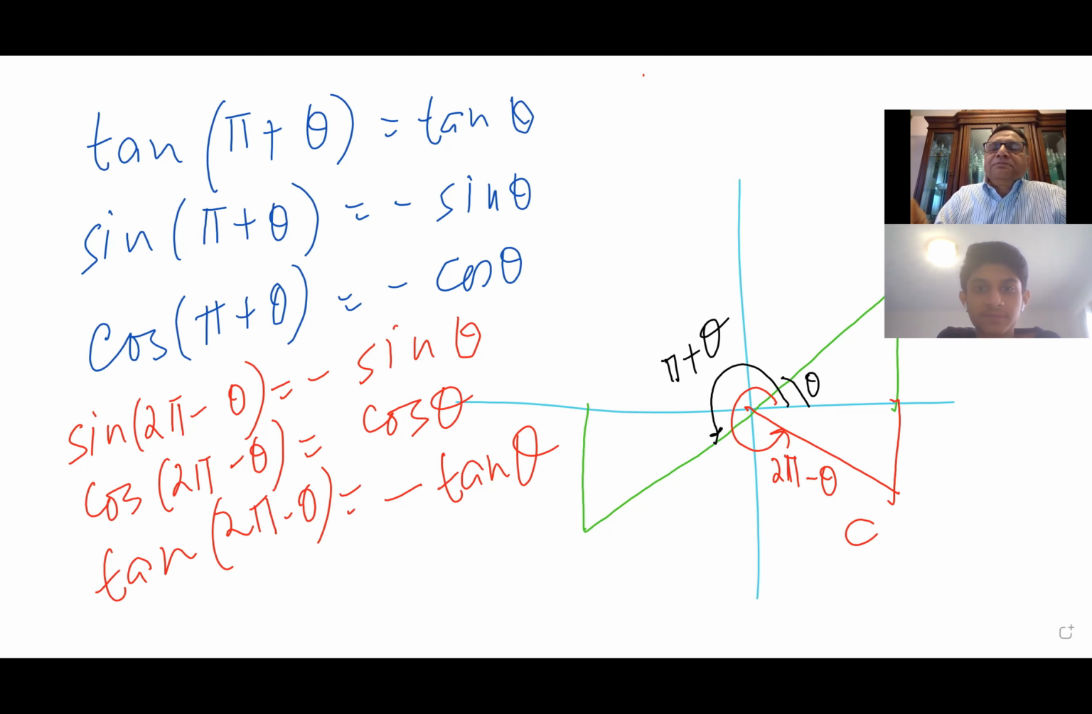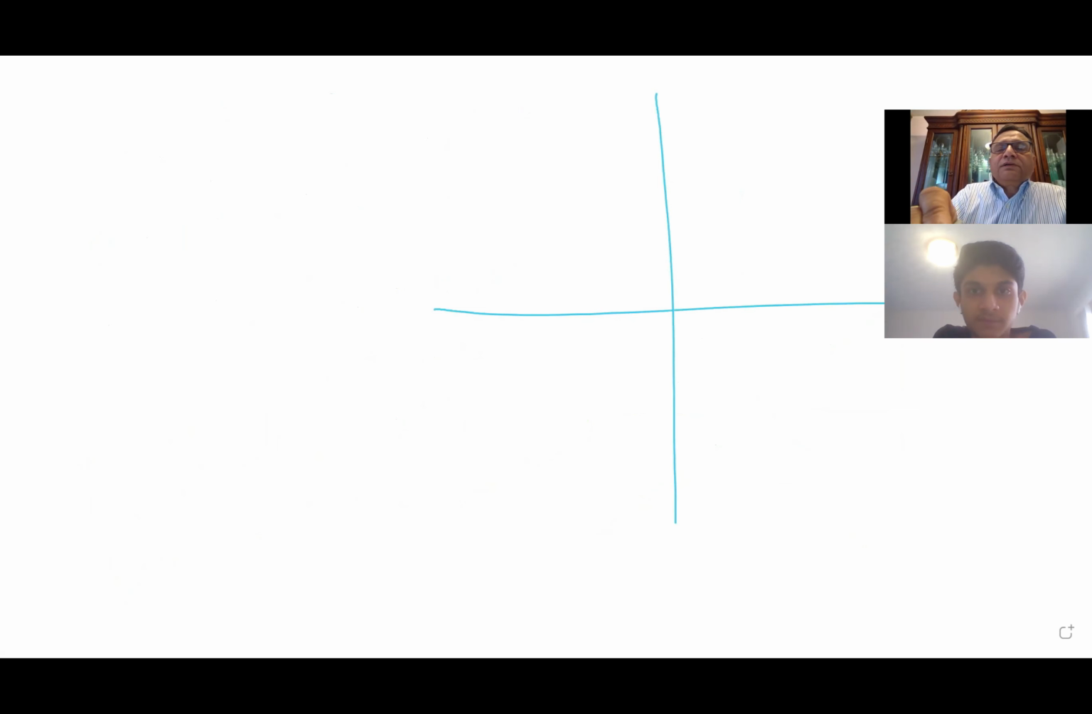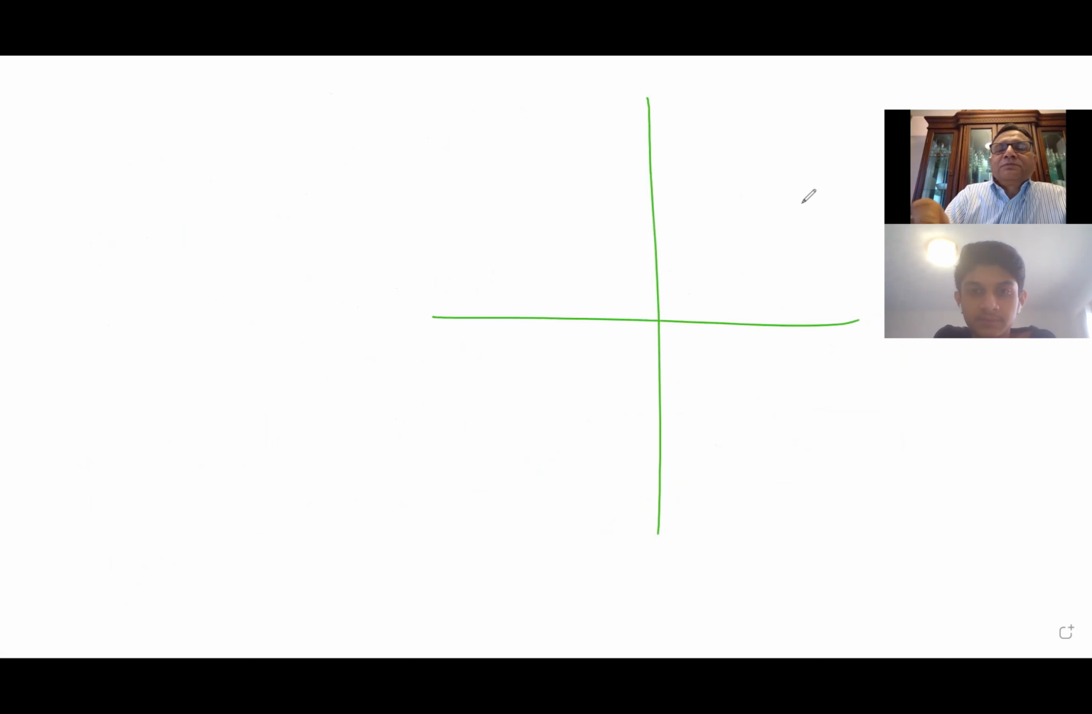Now we'll consider another case where we will actually use 90 plus theta. So another example: if I have a triangle, let us say this is one triangle. I erased everything, but it doesn't matter.